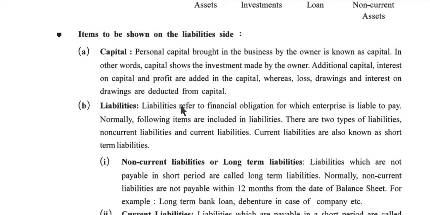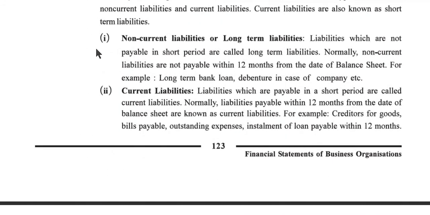Now liabilities. Liability refers to a financial obligation which the enterprise is liable to pay. Normally, the following items are included in liabilities. There are two types of liabilities, non-current liability and current liability. Current liability is also known as short-term liability. Non-current liability is also called long-term liability. Liabilities which are not payable in a short period are called long-term liabilities.